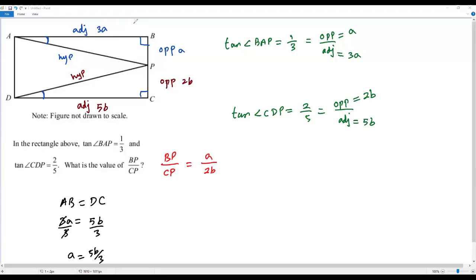Okay, now I can plug in this 5B over 3 for A over here. Let me do it. 5B over 3 divided by 2B. We can consider this 2B also as a fraction by taking denominator 1. Then we get 5B over 3. Now I can change this division into multiplication. Then I have to take the reciprocal of this one. When I take the reciprocal of 2B over 1, I get 1 over 2B. So here this B will cancel out. Then 5 times 1 is 5. 3 times 2 is 6. Okay, now I got the value of the fraction BP over CP. Its value is 5 over 6.